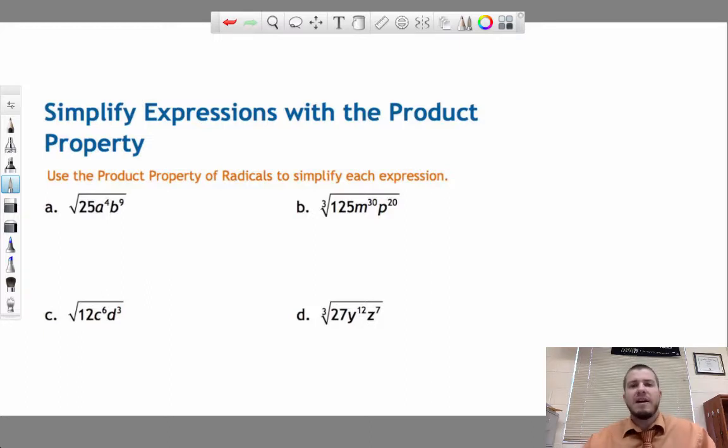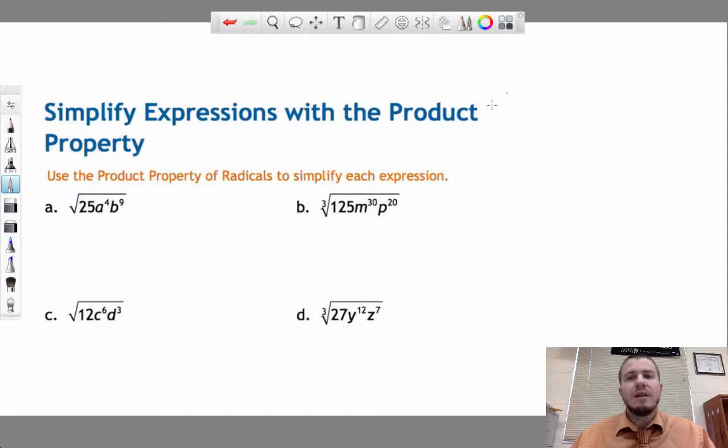So now we're going to be simplifying expressions with the product property. So we're still simplifying radicals, simplifying radical expressions.